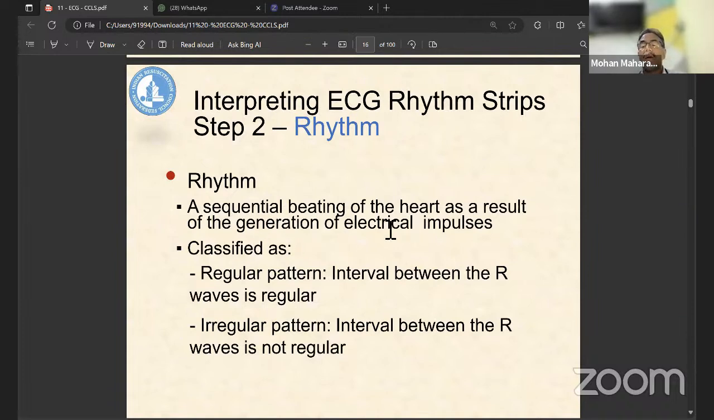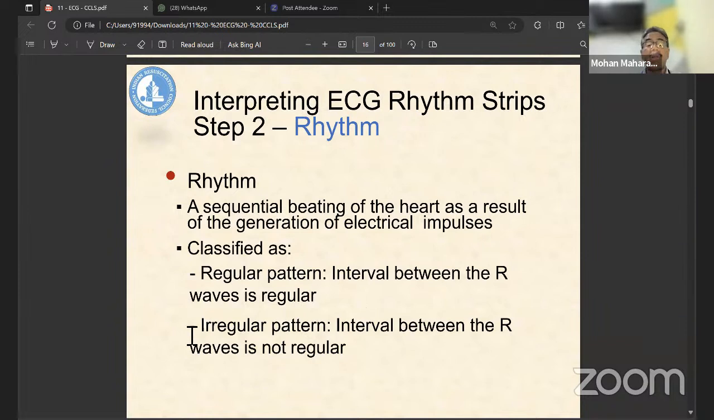That means it is having electrical impulses, and the beating is sequential and continuous, without any disturbance. So that's called rhythmic. Then, is it regular or irregular? How do you say regular or irregular?